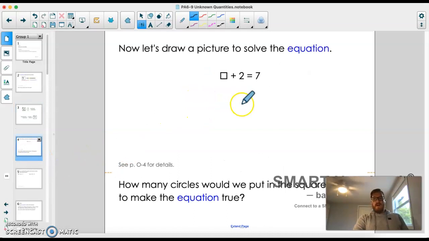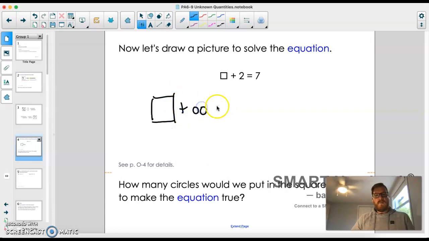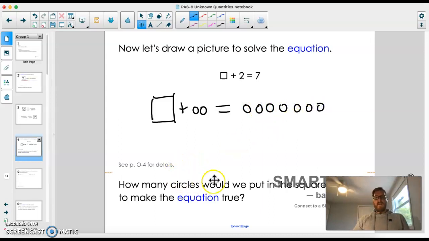So here we can draw a picture to solve the equation, right? We have some unknown, and we've been using boxes, plus 2, and that's going to equal 1, 2, 3, 4, 5, 6, 7. The question then would be, how many circles would we put in the square to make the equation true? In other words, what are we adding to 2 so that we can get to 7? Well, we have to add 5. 5 plus 2 equals 7.